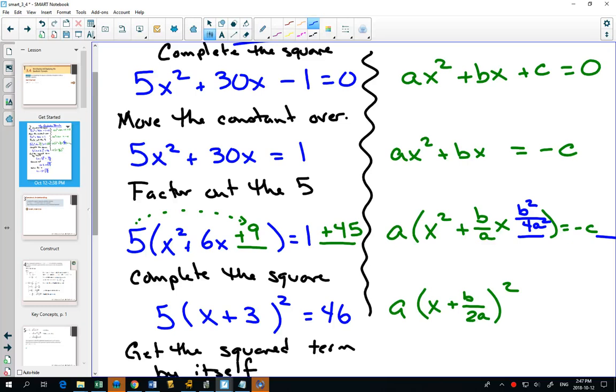If I do that, what goes over onto this side? You'd have to times it by a, perfect. And so over here, you would add b squared over 4a. So what am I left with over here? Negative c plus b squared over 4a.